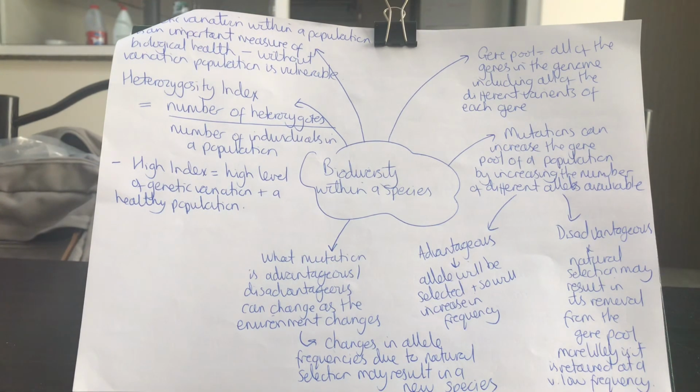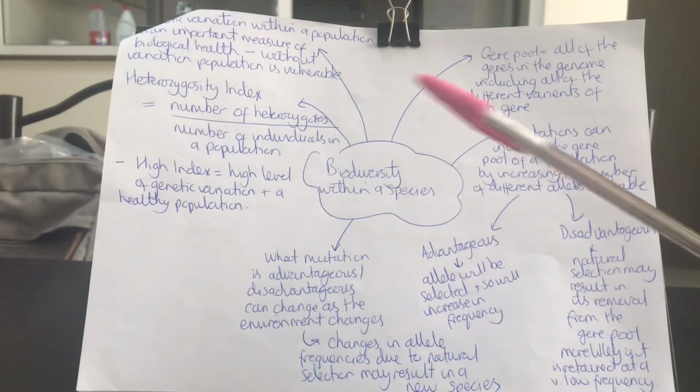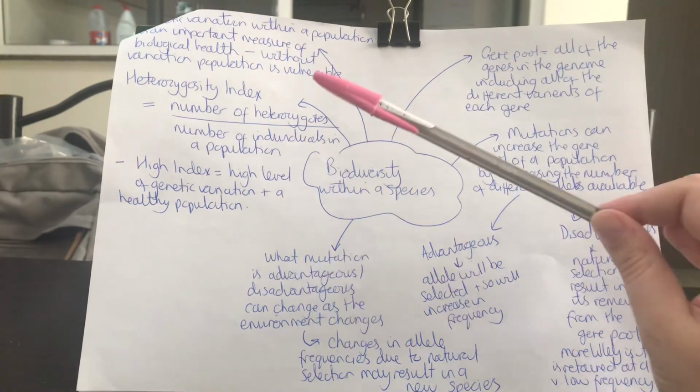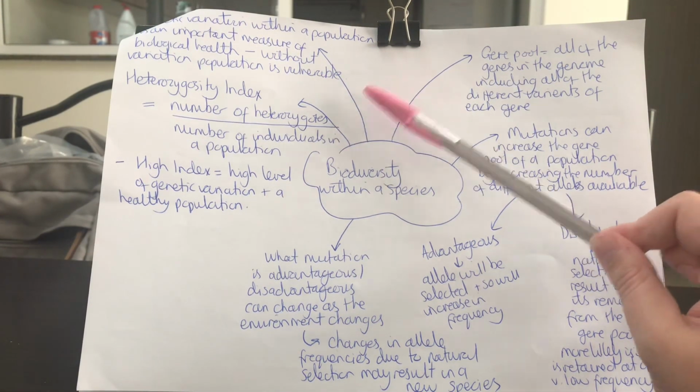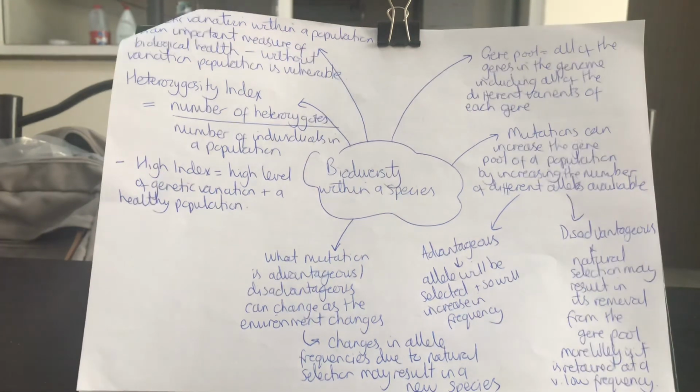So the way that scientists measure this is with a heterozygosity index. And so again, it's worth knowing this calculation. You might be asked to use it in an exam question situation. And to work out your heterozygosity index, you just take the number of heterozygotes. So remember, that's the organisms that have 2 different copies of the allele, and then you divide it by the total number of individuals in a population.